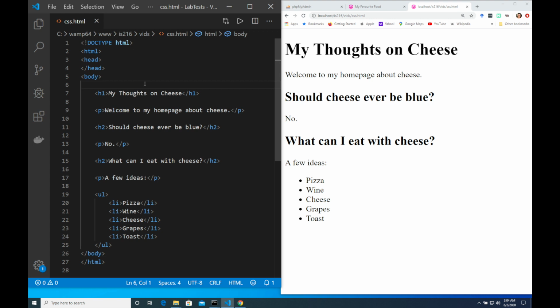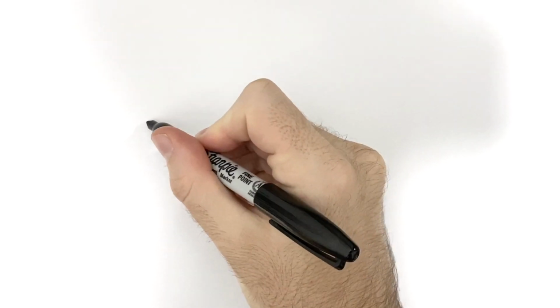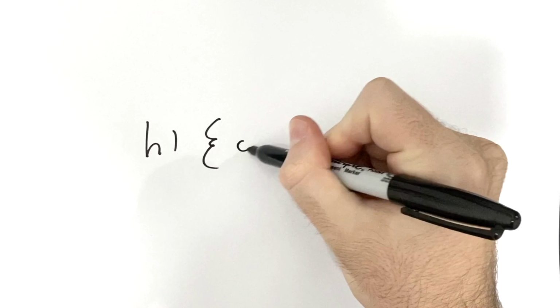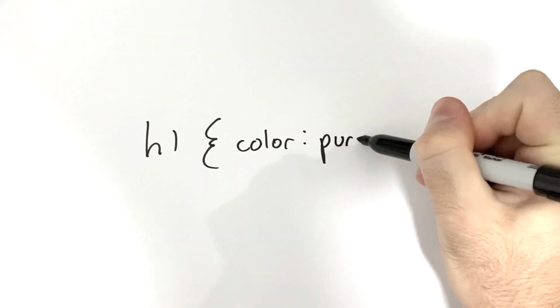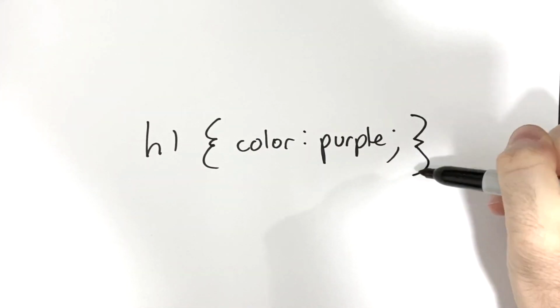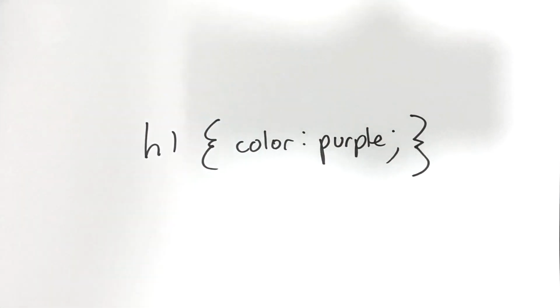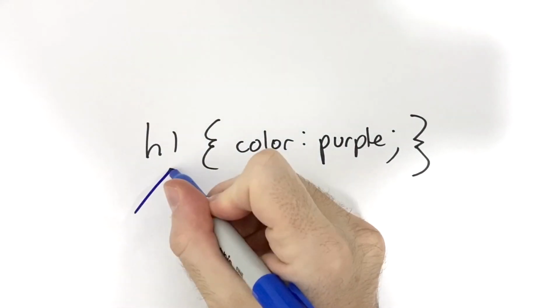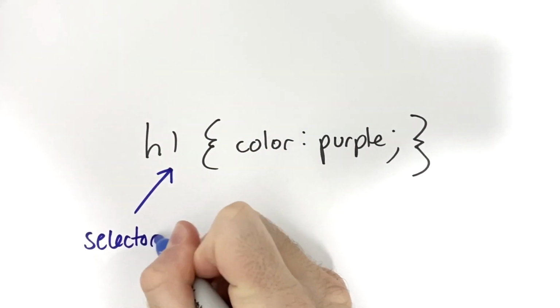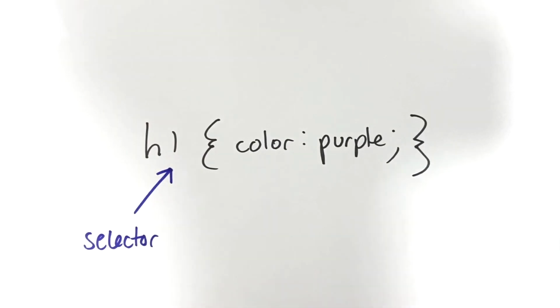So how do I do that in CSS? Well, it's pretty simple. I just write h1, which is the element, and color purple within some curly braces. In CSS terminology, this h1 here is an example of a selector. It's expressing which parts of the HTML document this rule should be applied to. In this case, we're saying that we want it to apply to all h1 HTML elements.